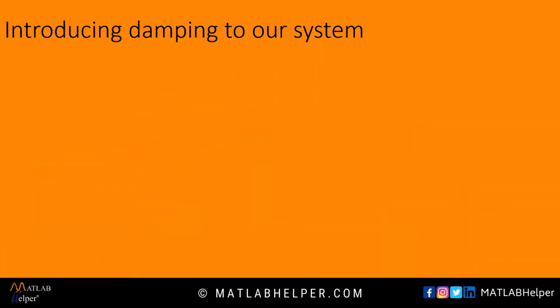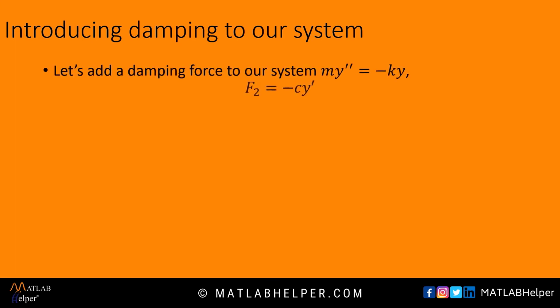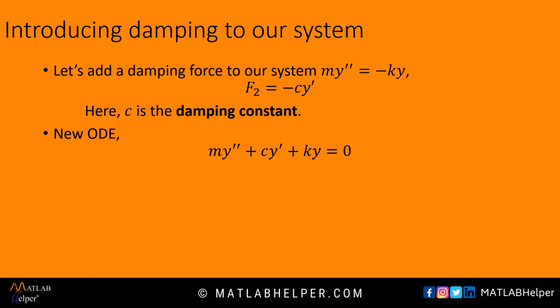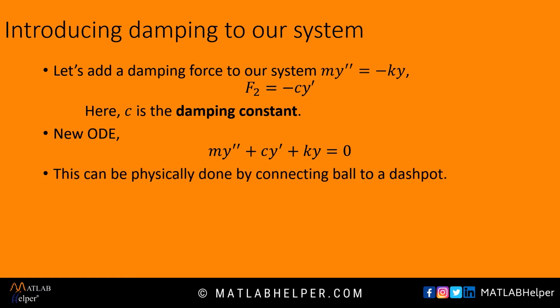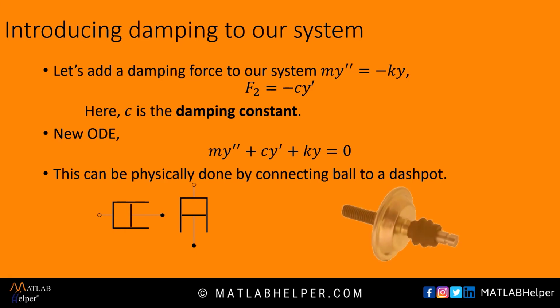Now let's introduce damping to our system. So I will be introducing a damping force F2 is equal to minus c y dash, and this force will be added to our previous system. Here c is the damping constant. New ordinary differential equation will become my double dash plus c y dash plus k y is equal to 0. Now this can be physically introduced by connecting ball of our system to a dashpot, which looks something like this as the scientific diagram, and this in a real sense.